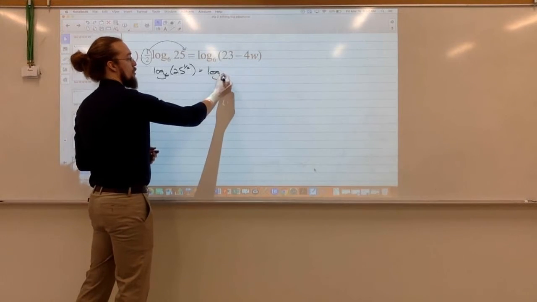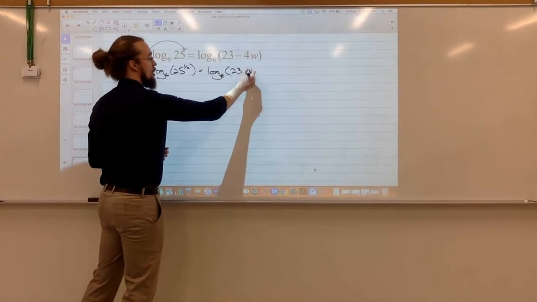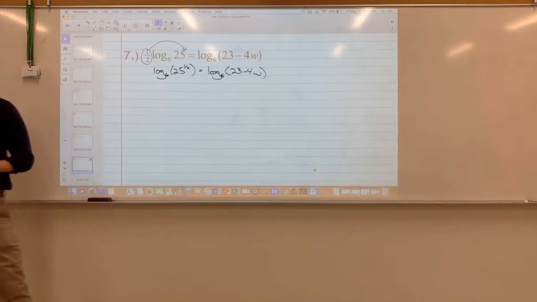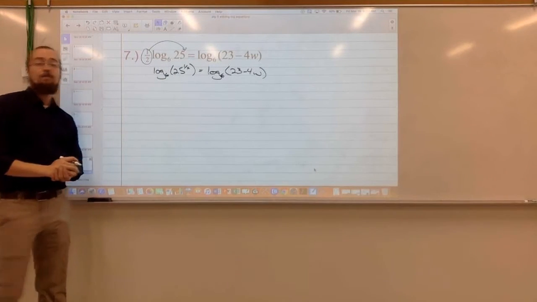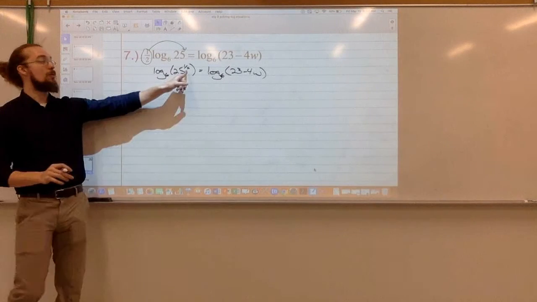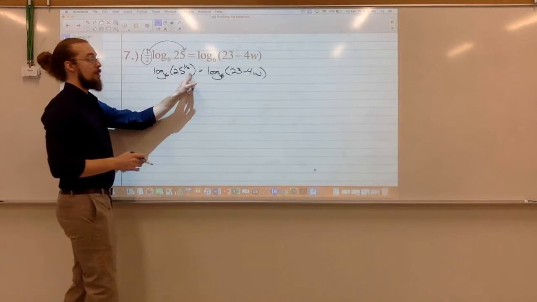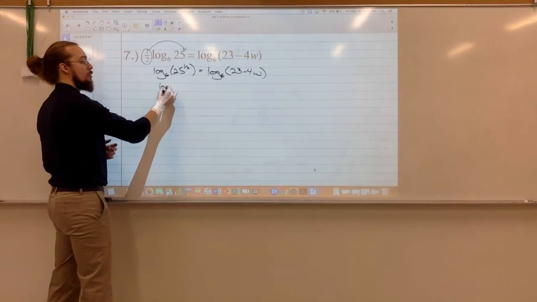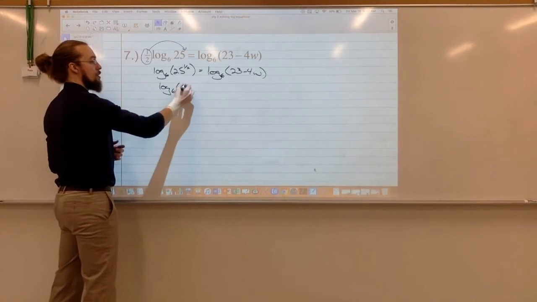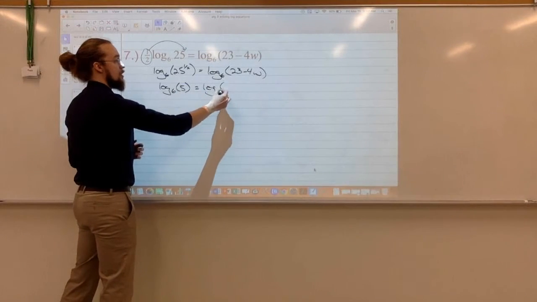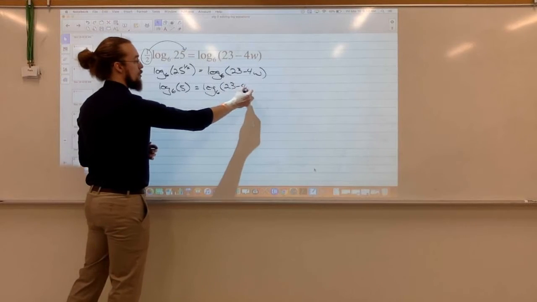So I didn't do anything to this side, so that'll stay. What's 25 to the 1/2 power? 5. The 1/2 power is the same thing as square root. Okay? So it's not multiplied by 1/2, it's 1/2 power. So this would be the same as log base 6 of 5 equals log base 6 of 23 minus 4w.